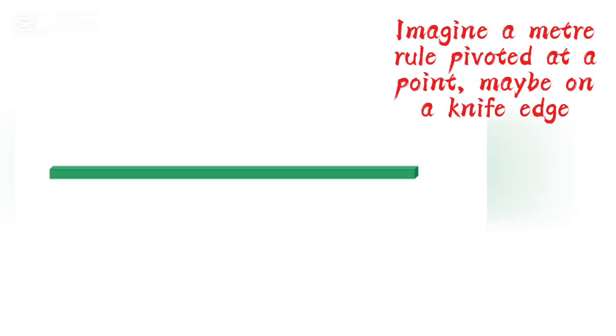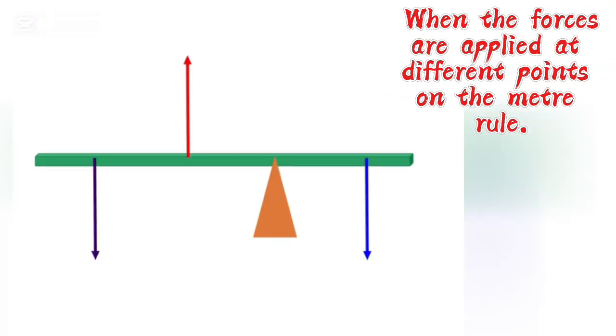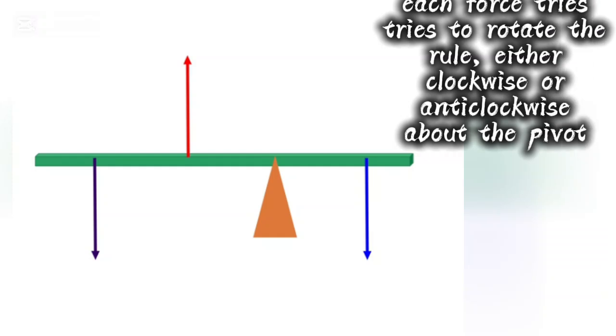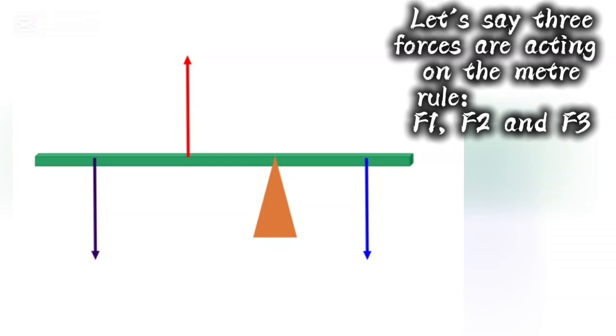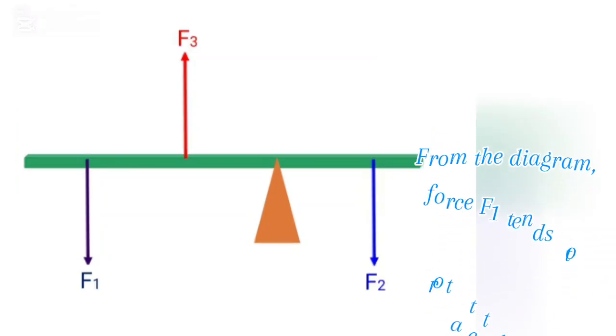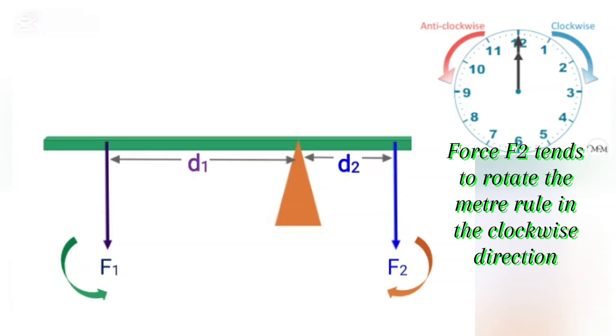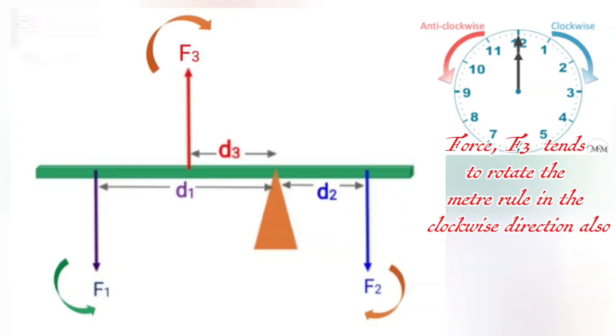Imagine a meter rule pivoted at a point, maybe on a knife edge. When the forces are applied at different points on the meter rule, each force tries to rotate the rule either clockwise or anticlockwise about the pivot. Let's say three forces are acting on the meter rule, F1, F2, and F3. From the diagram, force F1 tends to rotate the meter rule in the anticlockwise direction. Force F2 tends to rotate the meter rule in the clockwise direction. Force F3 tends to rotate the meter rule in the clockwise direction also.